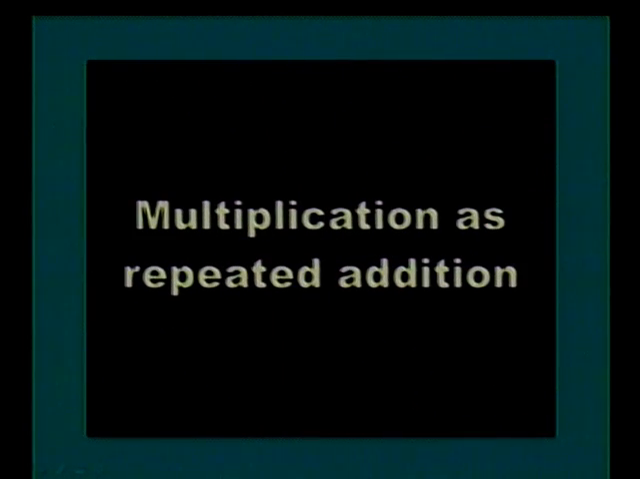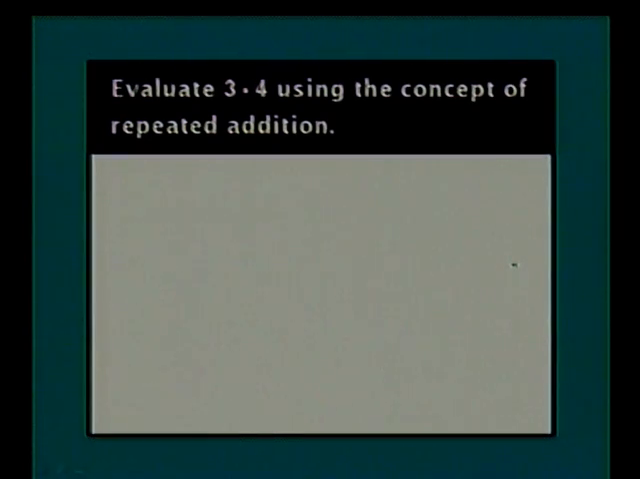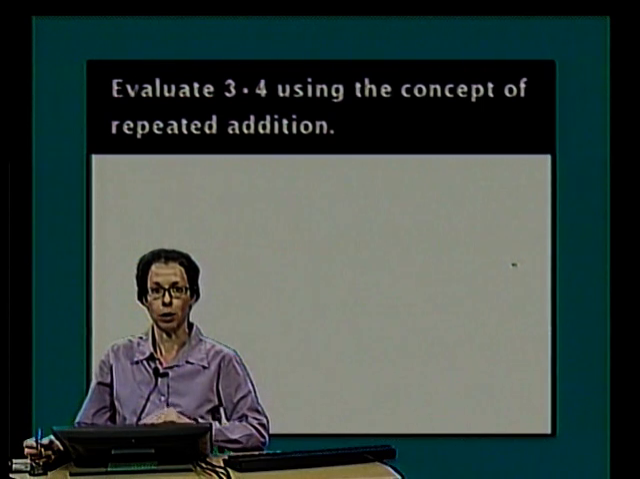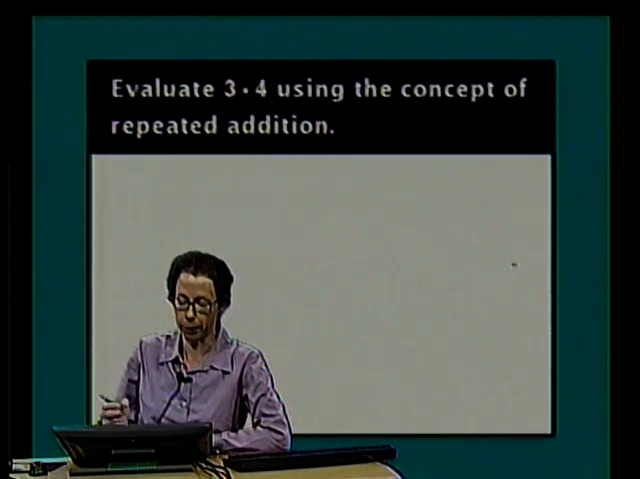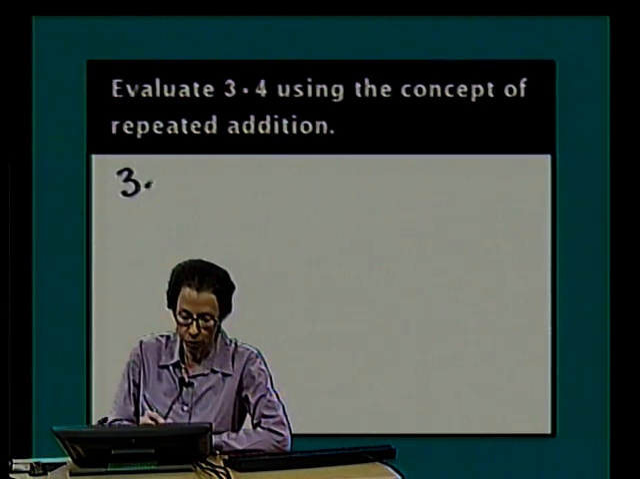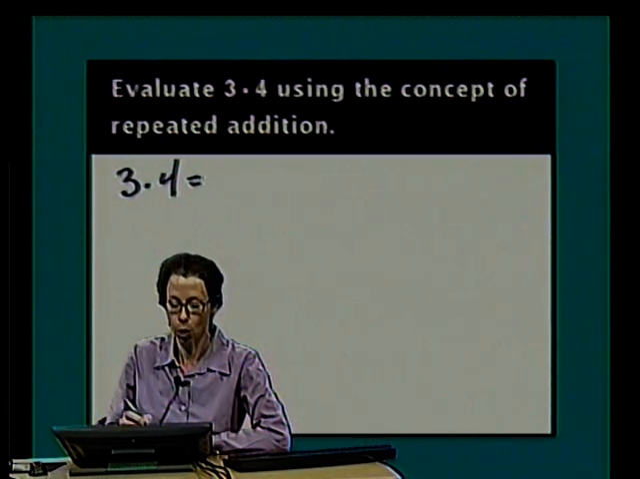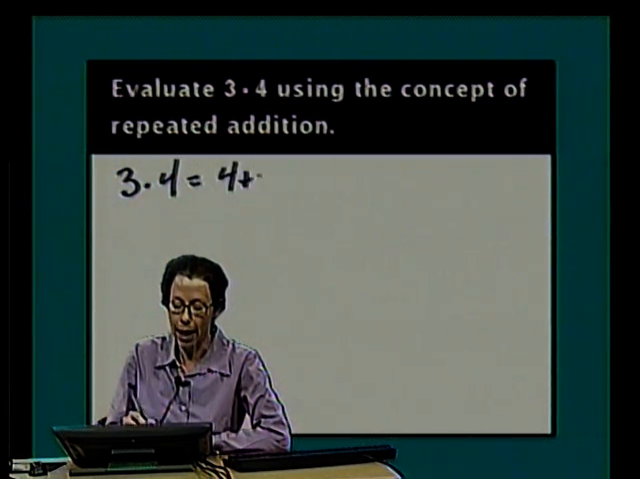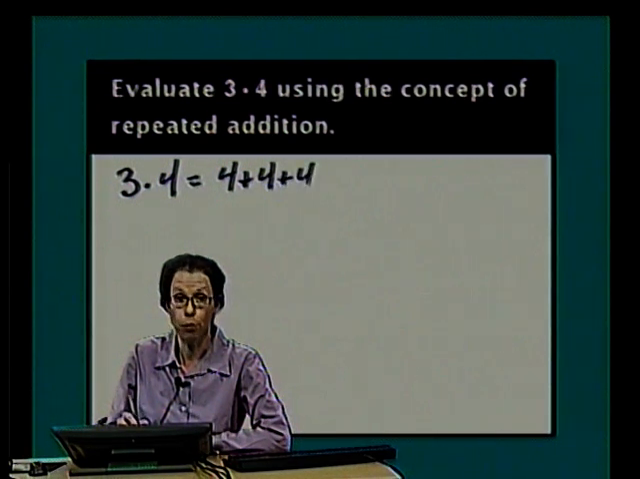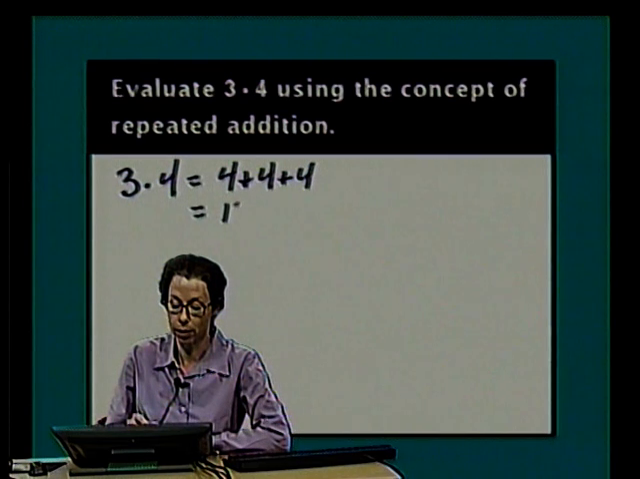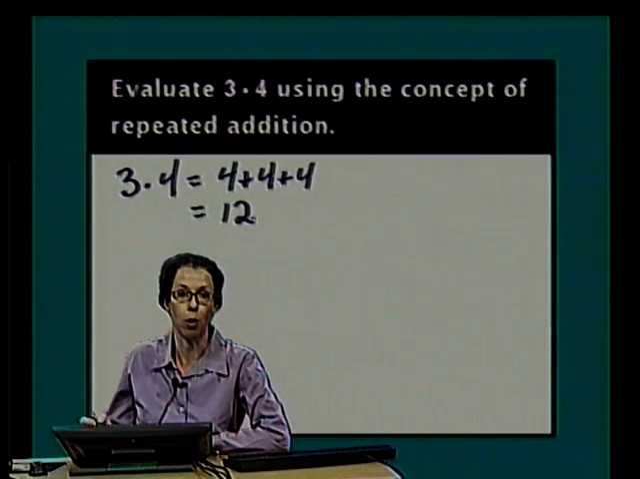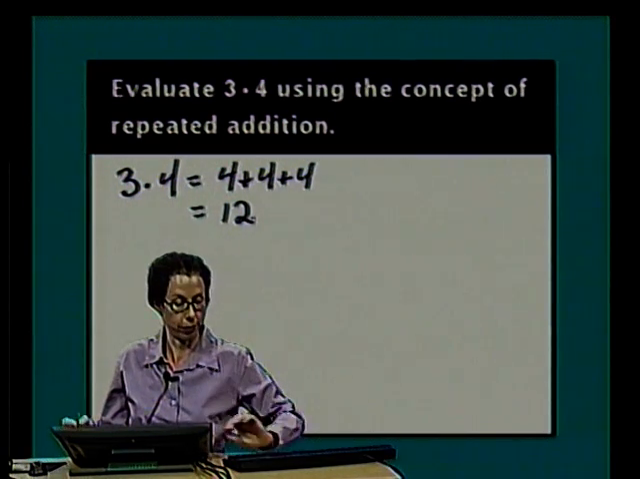So let's start with multiplication as repeated addition. This is really the way we learned multiplication when we first started to multiply. So 3 times 4 can be thought of as 3 occurrences of 4, or as 4 added to itself 3 times. And 4 plus 4 plus 4 is 12, which we know 3 times 4 equals 12.